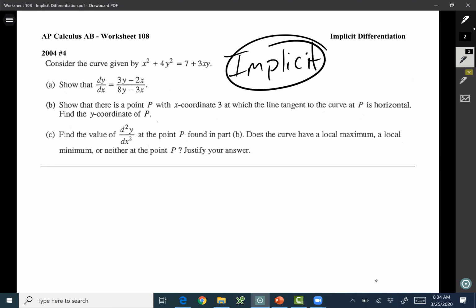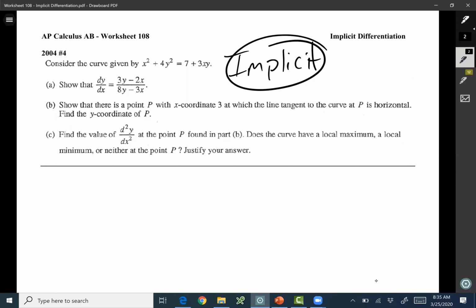Let me see if I can pull this up. So really when we see implicit, with them giving us 3 questions, we might get a part A or part B on implicit. I don't think we'll have a full question on it, but it's still good practice, good to review.